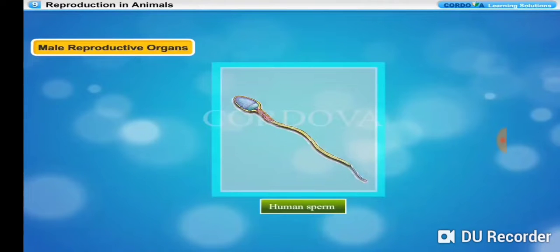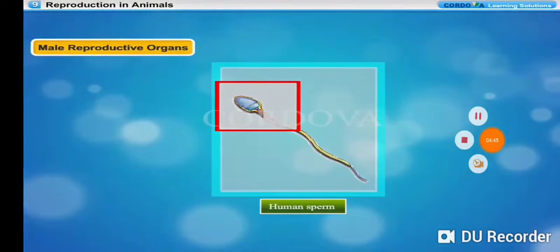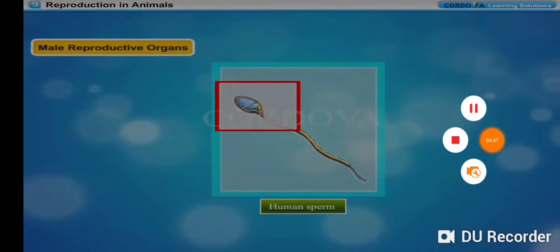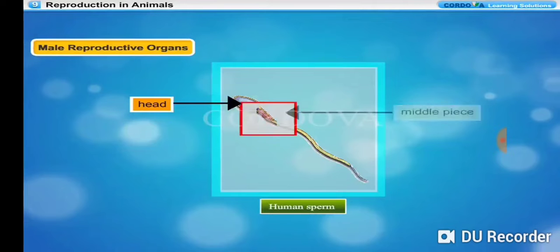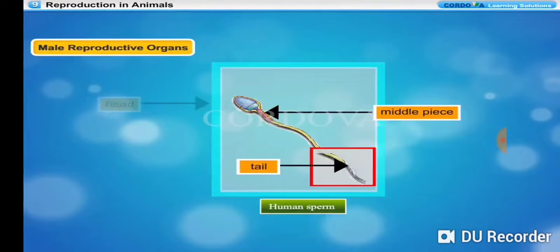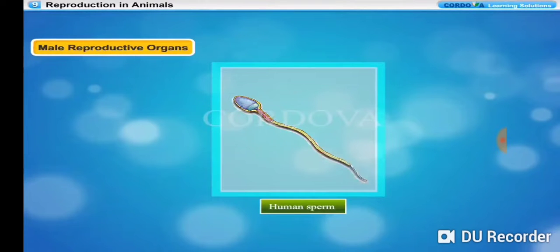The function of testes is to produce male gametes called sperms and also to produce the male sex hormone called testosterone. The testes of a man start the formation of sperms on reaching the age of 14 to 15 years and after that throughout his life. The testes of a healthy male produce about 2 billion sperms every day. Each sperm has a head, a middle piece, and a tail. The tail of the sperm helps in its locomotion.